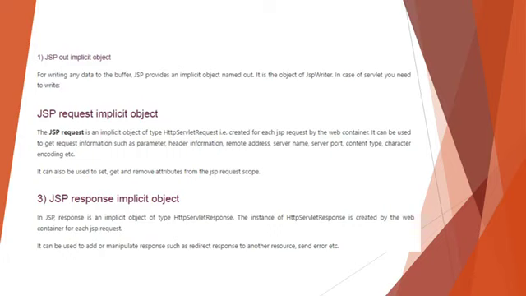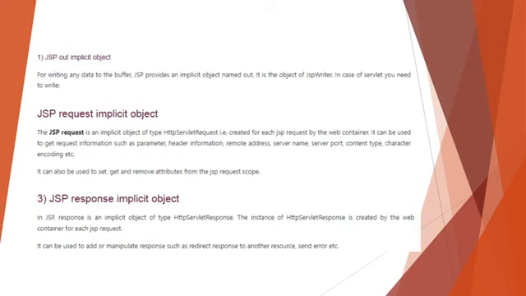Okay, now we will talk about the JSP response implicit object. In JSP, response is an implicit object of HTTP servlet response. Request was an object of which type? Servlet request. And now the response implicit object is of type servlet response. The instance of HTTP servlet response is created by the web container for each JSP request. For one request of mine, my response will be created, and it is done by the implicit object. So this is the HTTP servlet response associated with the response to the client.